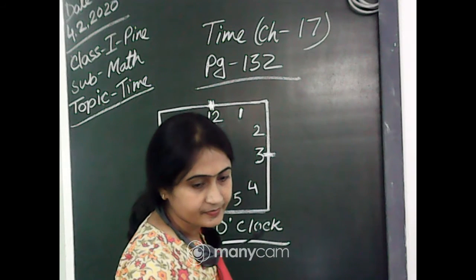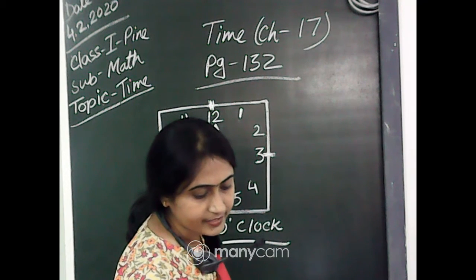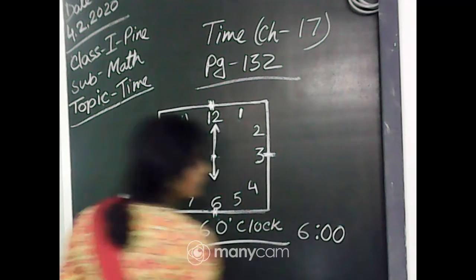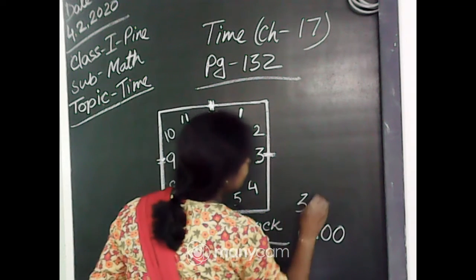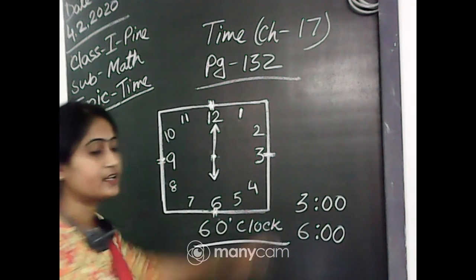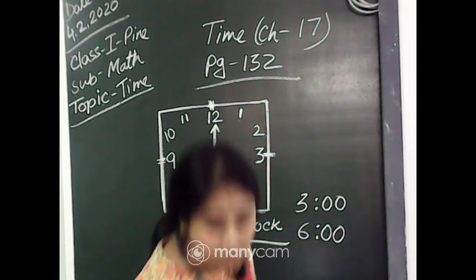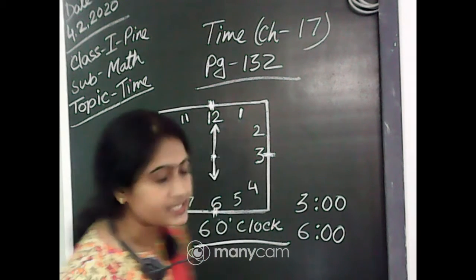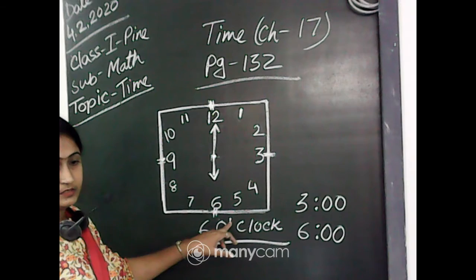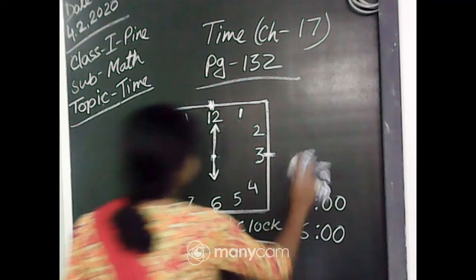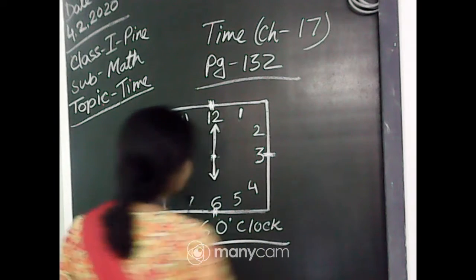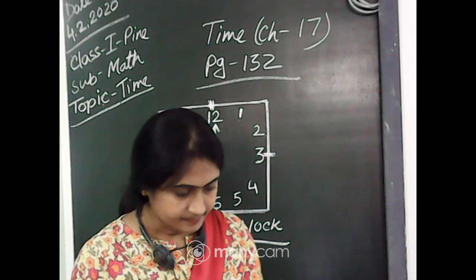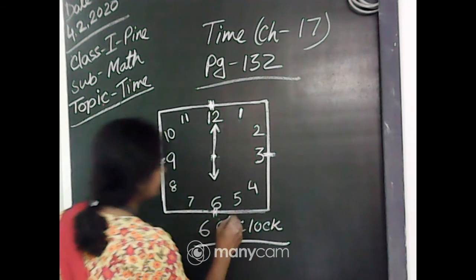Very good, beta. And we can say 6 in this way also: 6 o'clock, and 3 o'clock. It is not a question mark beside the O. It's a single quote. These are apostrophes.